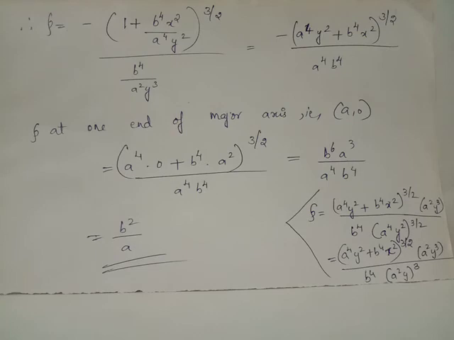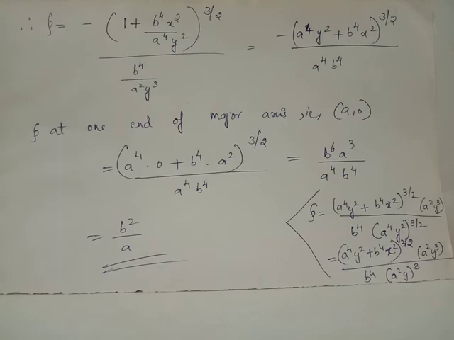Since we wish to find the radius of curvature at one end of the major axis, we can consider the point a,0, the major axis of the ellipse being considered along the x-axis. We will put x equals a and y equals 0 in this expression, and we will get rho equals a raised to 4 into 0 plus b raised to 4 into a square, the whole raised to 3 by 2, divided by a raised to 4 into b raised to 4, which becomes b raised to 6 into a cube divided by a raised to 4 into b raised to 4.